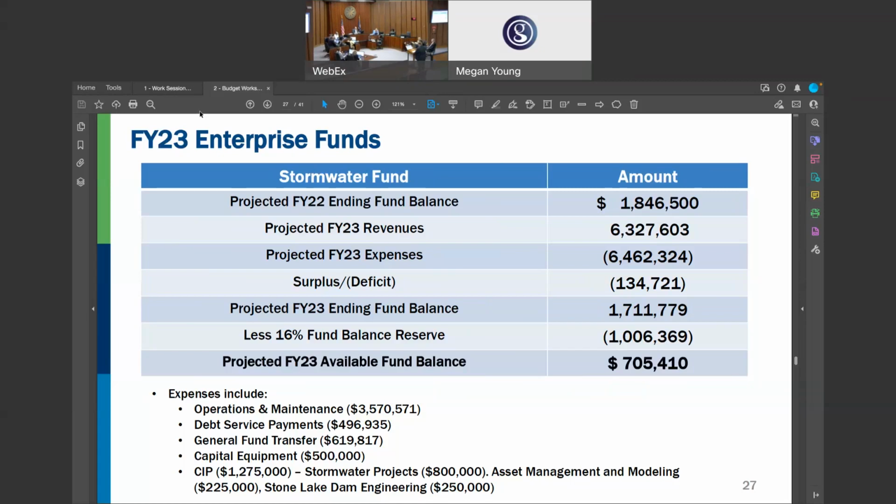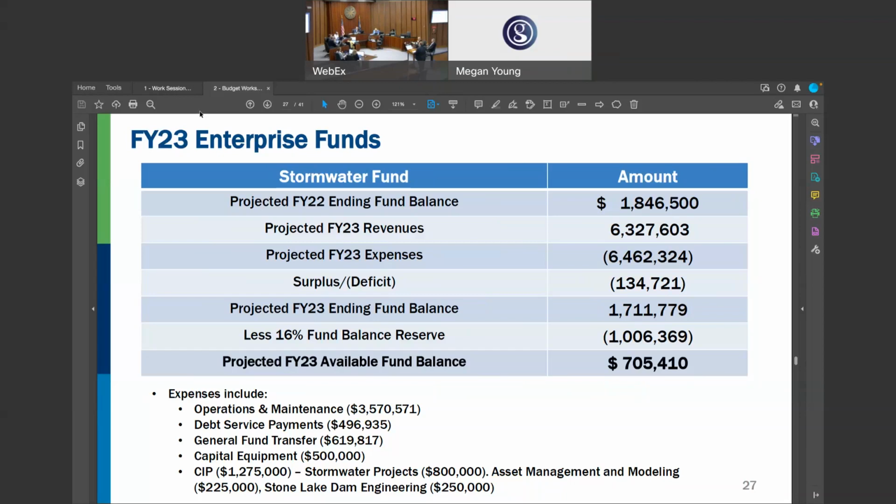So in the Stormwater Fund, we're presenting a relatively balanced budget with continued investments at the current level of operations, debt service, general fund support, and capital equipment replacements. In the Stormwater CIP, there's 800,000 for Stormwater 2.0 projects, money for continued asset management and modeling, and 250,000 for engineering related to the Stone Lake Dam.